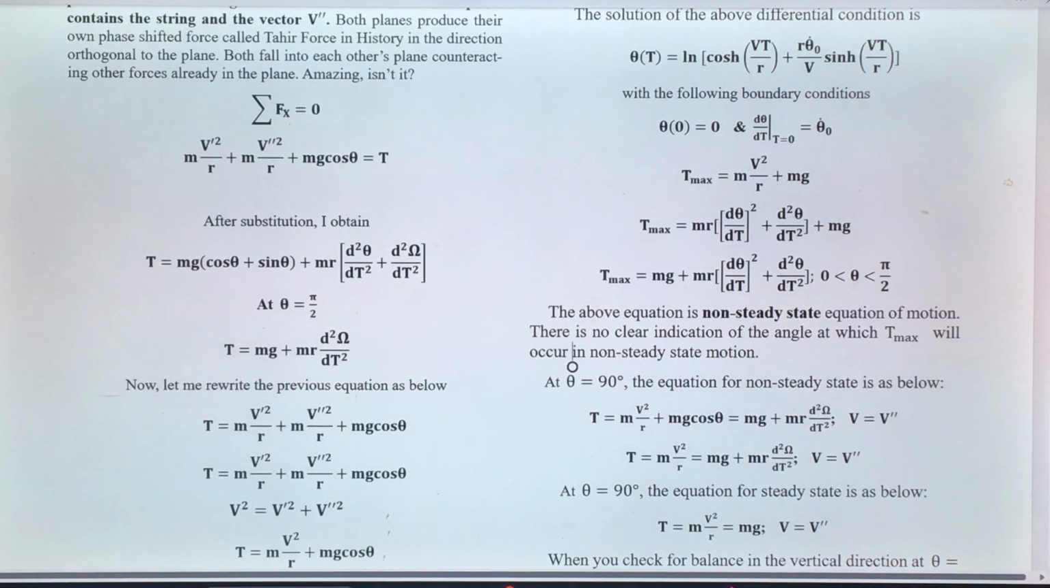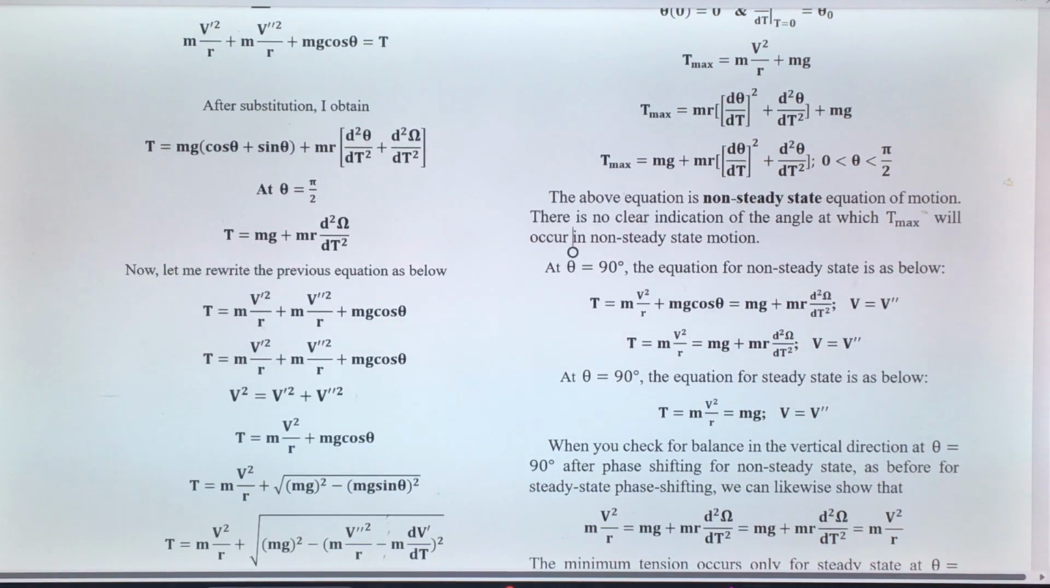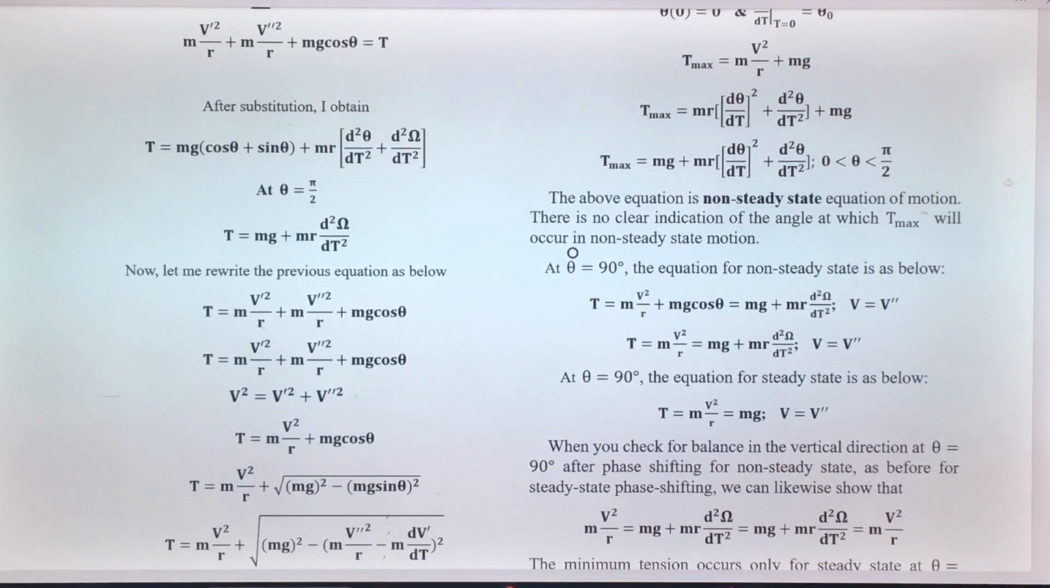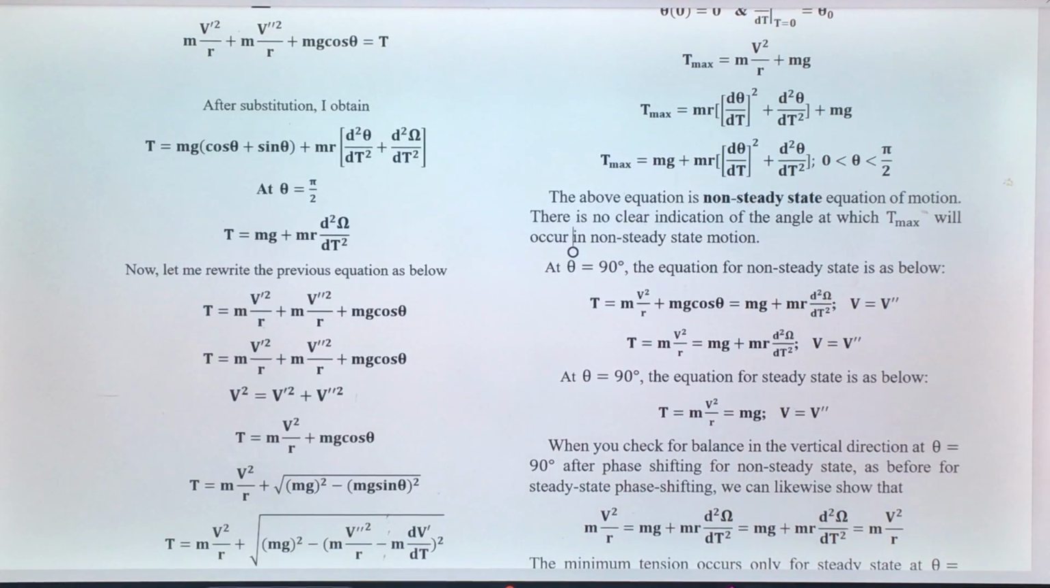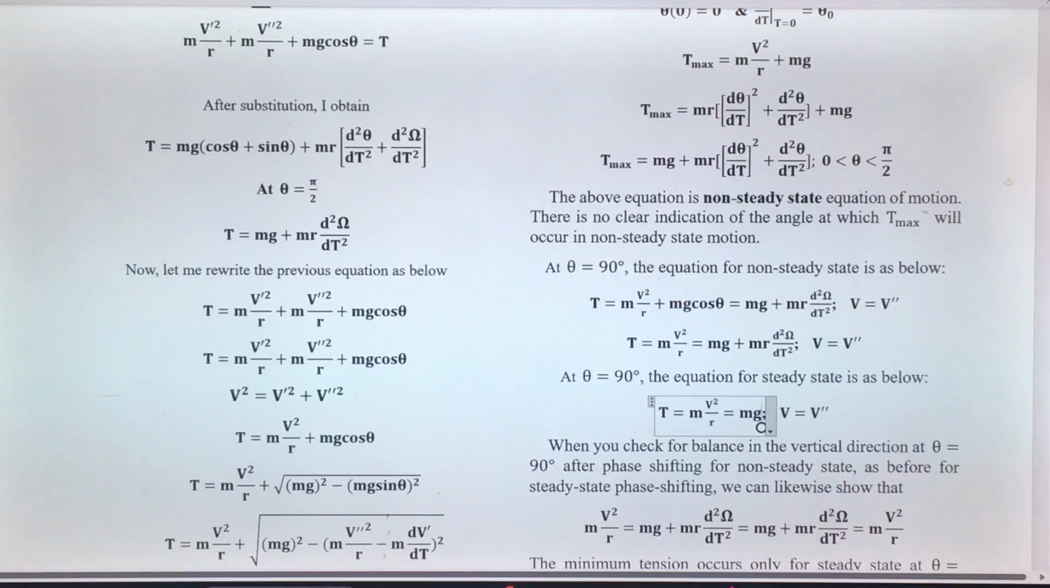At theta is equal to 90 degrees, the equation for non-steady state is as below. You put the value and you get mg plus mr d square phi over dt square, because the d theta portion is zero. This is for non-steady state, when the angular velocity in the other direction is not equal to 0 and its rate of change is also not equal to 0. So at theta is equal to 90 degrees, the equation for steady state is as below: T is equal to mv square over r, which is equal to mg.